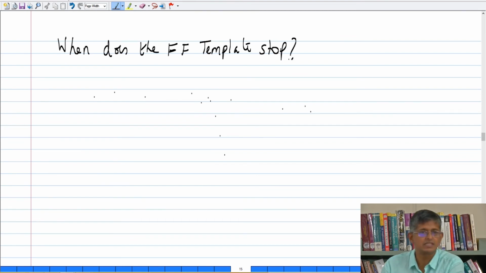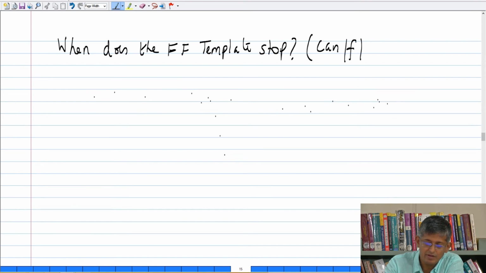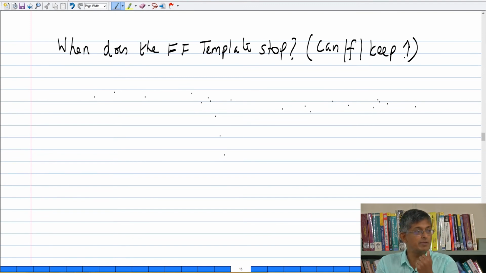When does the Ford-Fulkerson template stop? In other words, can the value of F keep increasing? So what am I going to show you now? That the value of every flow is upper bounded by some very interesting parameter associated with the given flow network itself. So it cannot cross that limit. I am going to show you that.